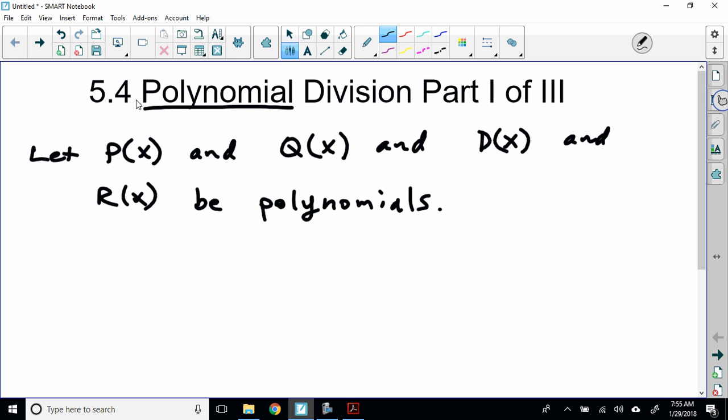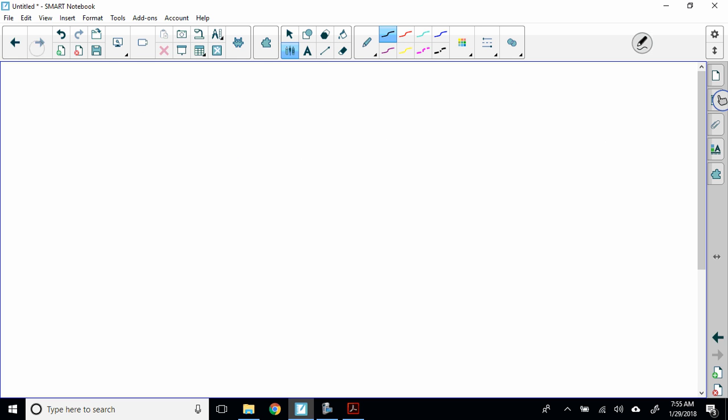Okay. So P of x, Q of x, D of x, and R of x are polynomials. Let's just look for a minute at an expression like this: 687,251 divided by 153, let's say. So in that, there's different parts. This 687,251, that has a name. It's the thing that's being divided.